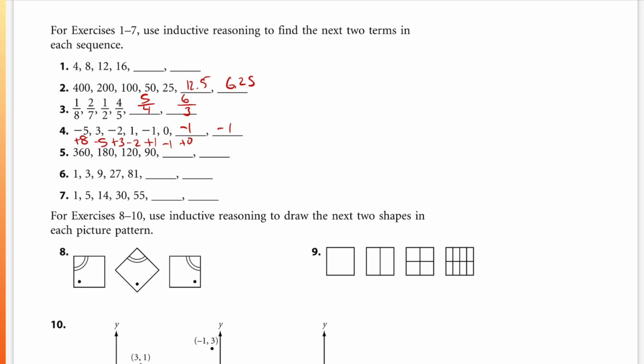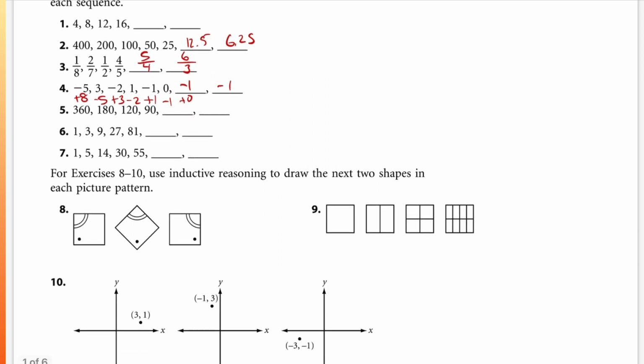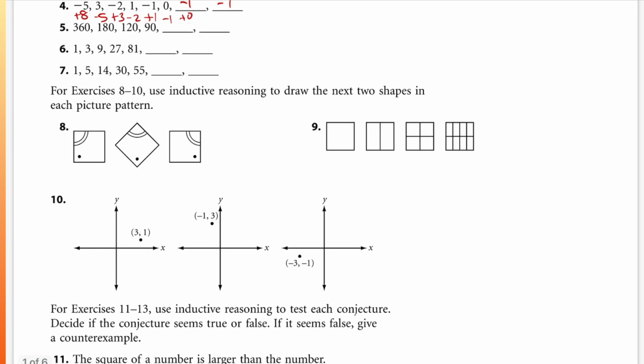Negative 1 plus 0 is negative 1. That one was a challenging one. All right, let's look at the next type of problems. It says use inductive reasoning to draw the next two shapes in each pattern. So I'll let you do this one. Let's try this one together.